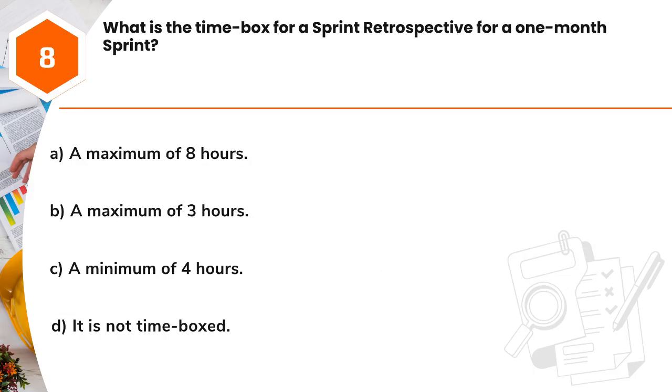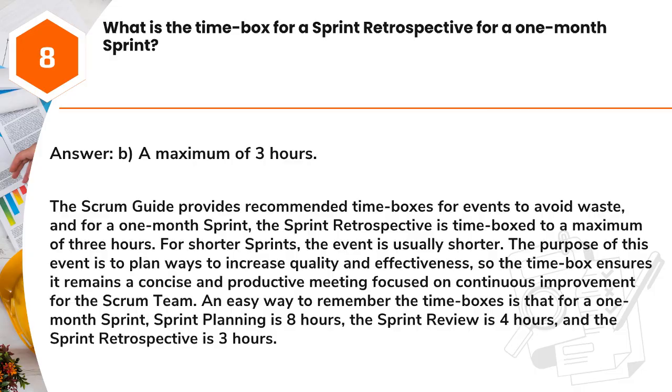Question 8. What is the time box for a sprint retrospective for a 1-month sprint? A. A maximum of 8 hours. B. A maximum of 3 hours. C. A minimum of 4 hours. D. It is not time-boxed. Answer: B. A maximum of 3 hours.